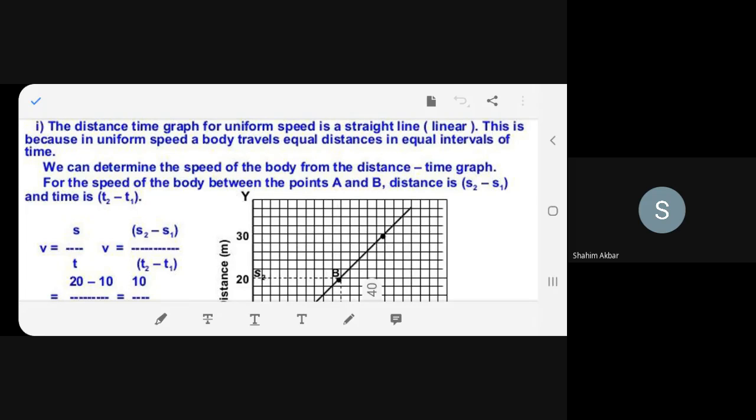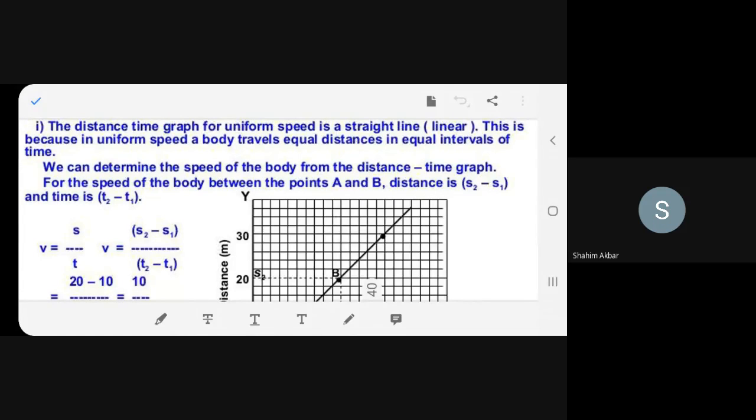Because we know that a body with uniform speed will always travel equal distances in equal intervals of time. That's why it is called uniform speed. Speed is equal to distance upon time. Uniform speed is equal distance upon equal intervals of time. You understand? Fine.